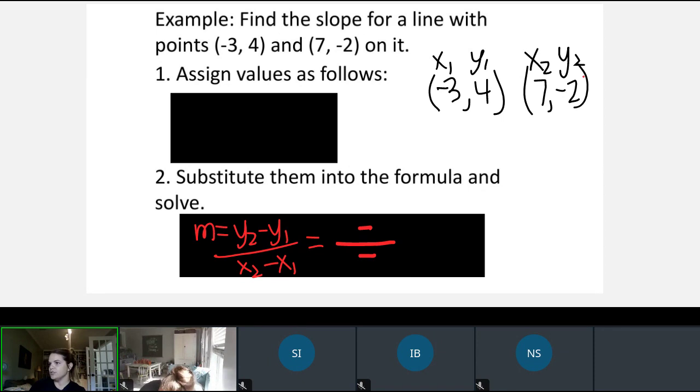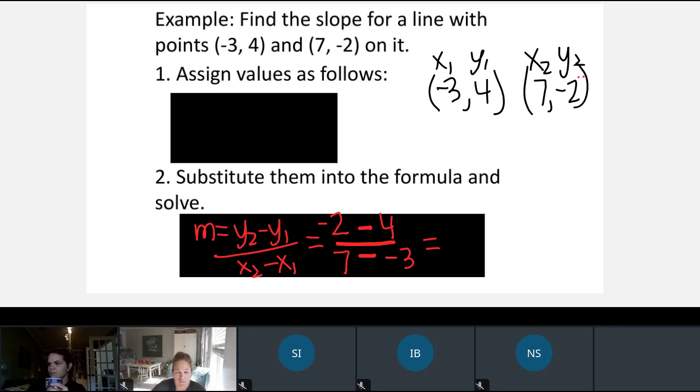And we're going to fill in. So y2 is -2, so I'll put that right over here. Y1 is 4. X2 is 7. X1 is -3. And then there you can see we have that double negative. Use your calculator. You do not have to do this in your head. Put it in your calculator. -2 minus 4. What do I get when I do -2 minus 4? Anybody? Just type it in your calculator.